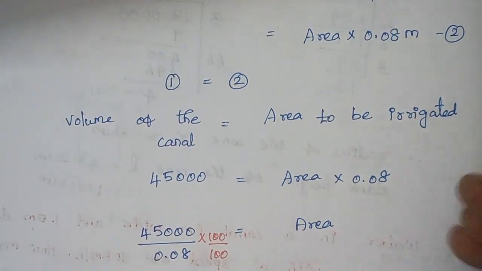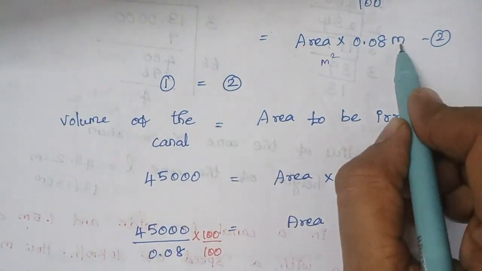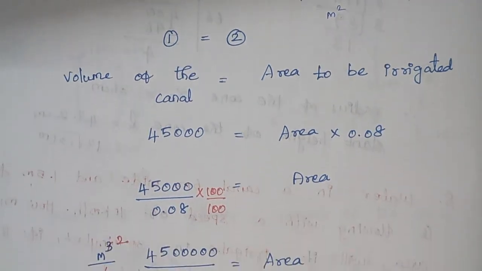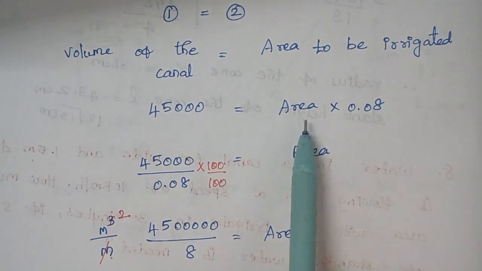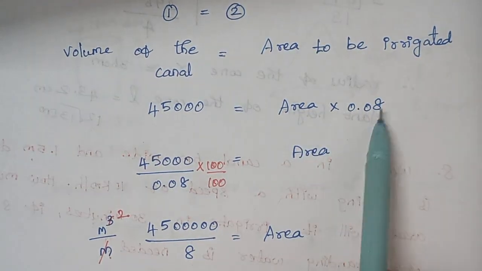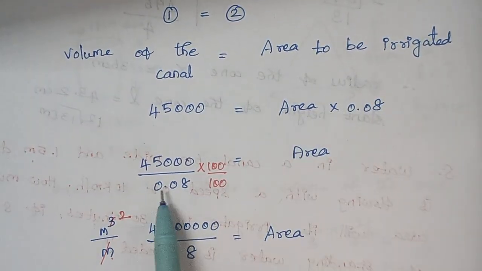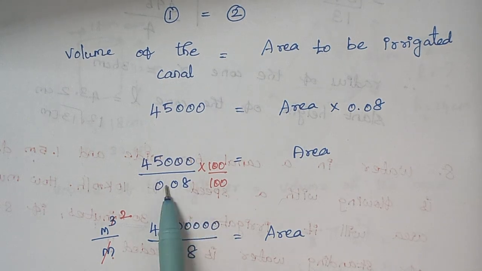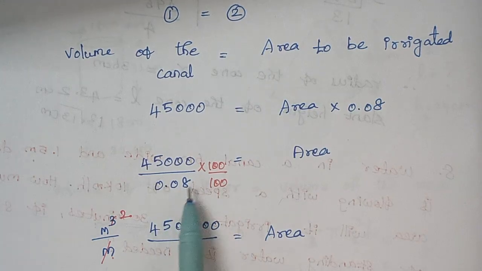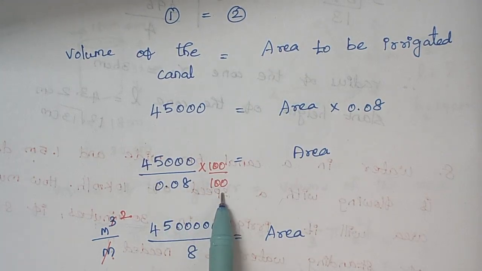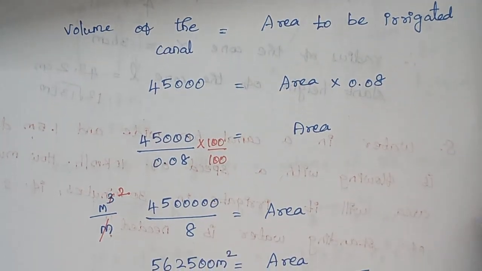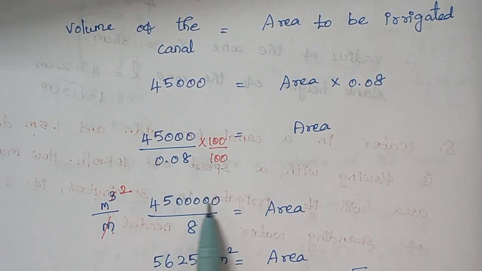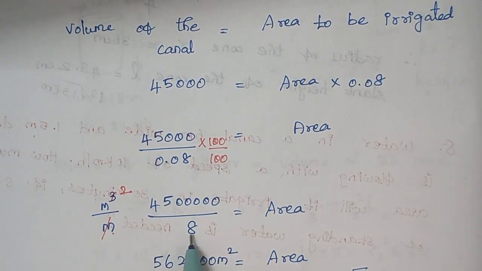Again you see, area will have a unit of meter square and here it is meter. So meter square into meter will make meter cube. So finally to find the area, I am moving this 0.08 to the left hand side. So here it is in the denominator part. In order to remove the decimal point, you see after this decimal point I have 2 digits, so I am multiplying and dividing by 100. So what happens here? It becomes 45,000 into 100, so it becomes 45 lakhs divided by 8.